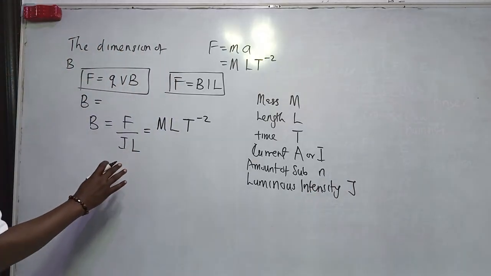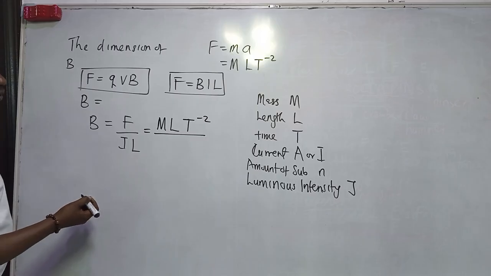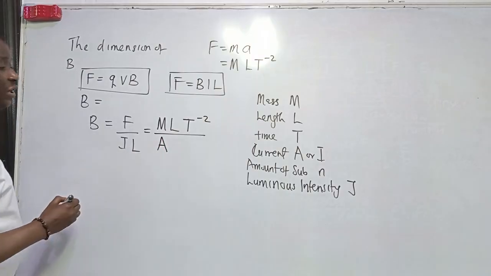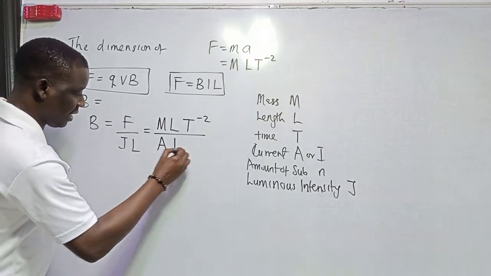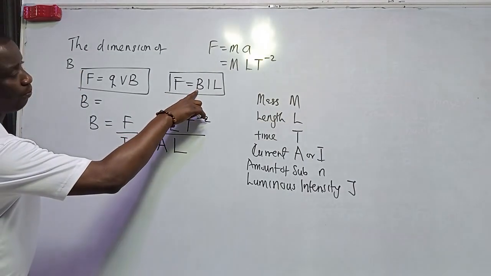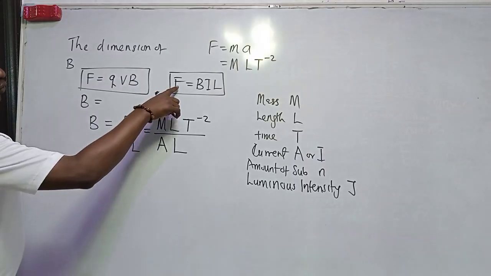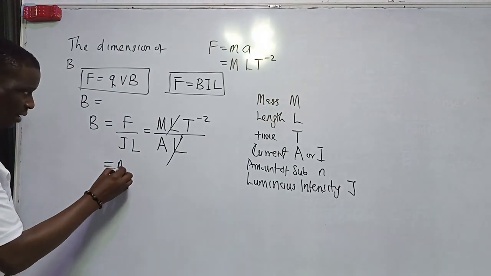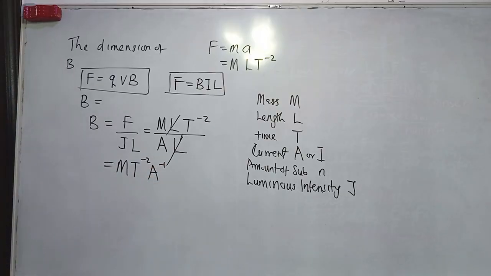So in this case, what we're going to do now is to place all the dimensions. The dimension of current is, let's use A so that we can differentiate it. Then the dimension for length is L. So this is magnetic field times current times length equal to force, that means force on the current carrying conductor. This one will cancel this one. So our answer will now be MT minus 2 A raised to power minus 1. I believe you understand it. So that is now our answer.